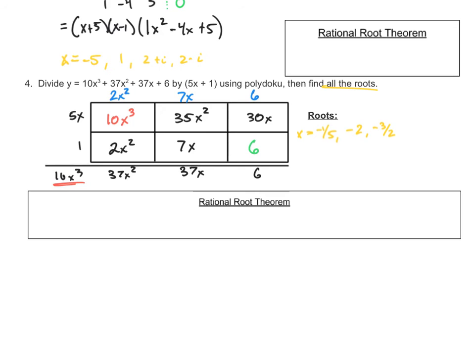Question 4. The reason I want to go over this one is because you have a 5x in front, and so it's a great idea to use Polydoku as an option when your factor has a slope of something other than 1. So you do your Polydoku, and then you fill in everything starting with your 10x cubed, and you work from there. 2x squared plus 7x plus 6 has these two roots, -2 and -3 halves, from your quadratic formula, and -1/5 is your root, not -1, of course, because you have to set 5x plus 1 equal to 0.